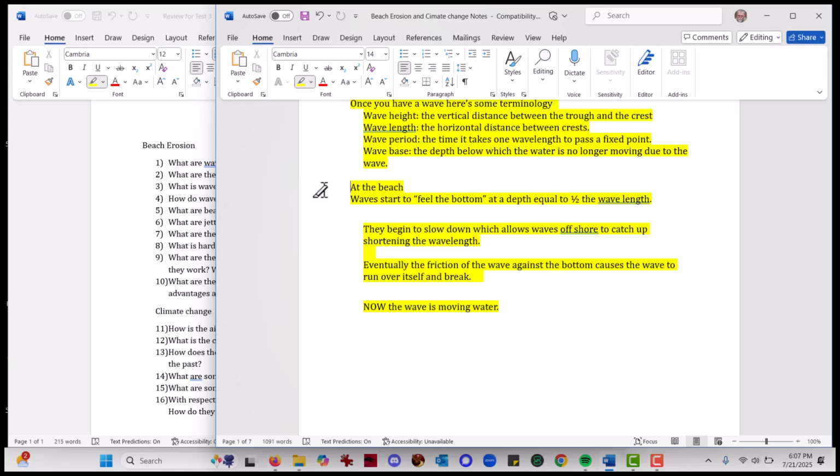So you've got a kind of wave traffic jam there at the beach, and then eventually they break against the shoreline. And from the time they start to feel bottom to the time they break, they're not just moving energy now. Now they're moving water, and more importantly, sand for our purposes. So, okay, there's that.